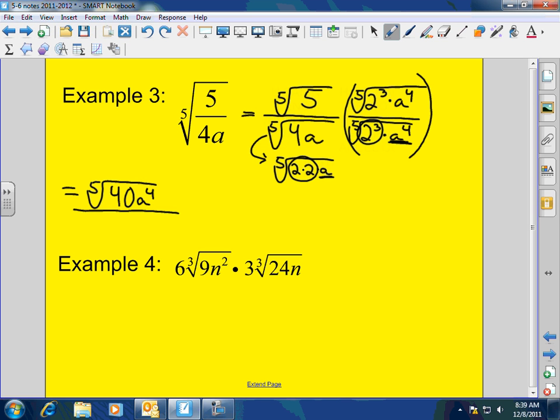Now the denominator, we've got the 5th root of 4a times the 5th root of 8a to the 4th. Well, think about why we did this. Since I have 5 2's here, I can take out a 5th root as 2. Since I have 5 a's now, I can take out an a as a 5th root, and that is my final answer.